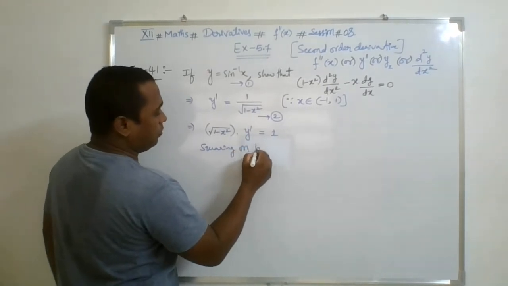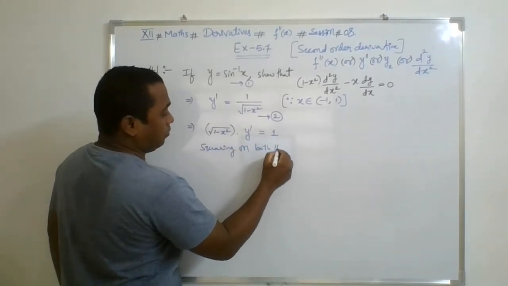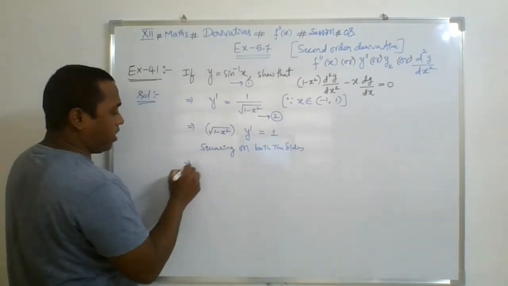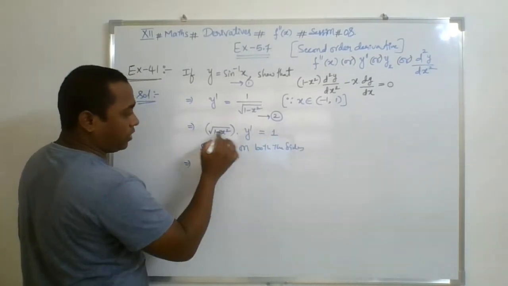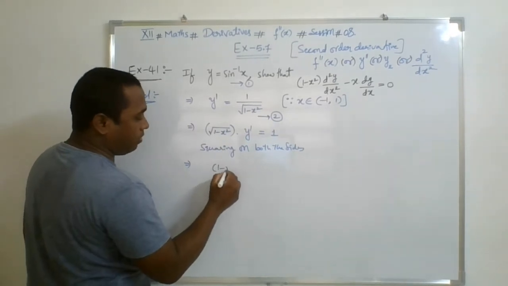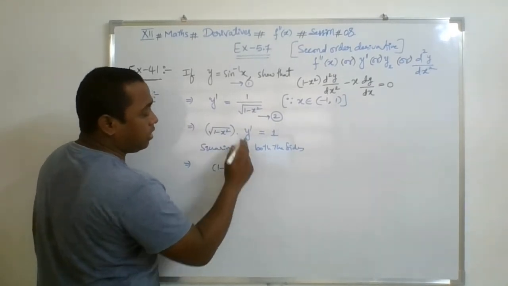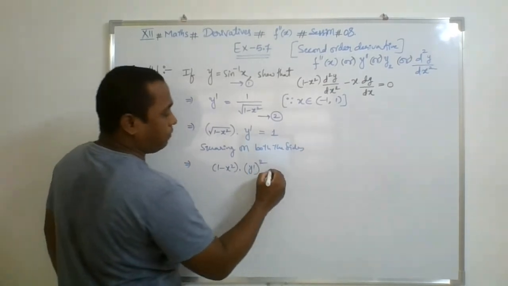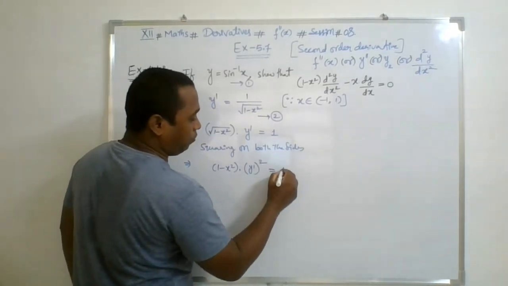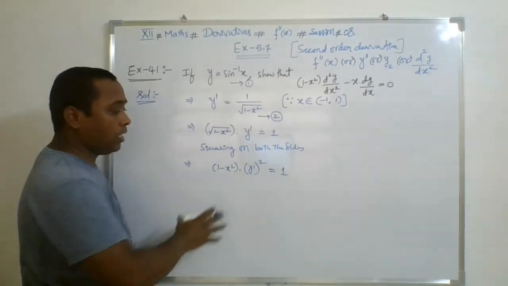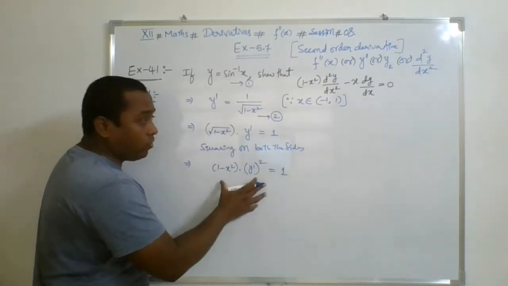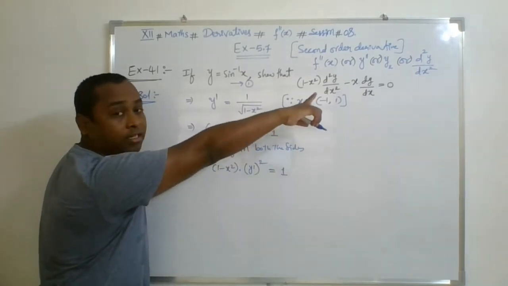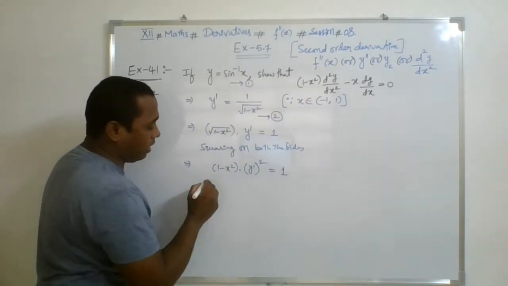Squaring on both the sides, the square root gets cancelled. It becomes 1 minus x square. Y dash is just like a variable. Y dash square equal to square of 1, which is 1 only. So if I go with the derivative now, that is the second order derivative, I will be able to get this answer directly. See, let's have a look.